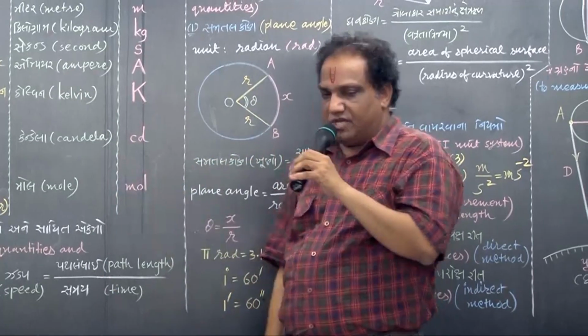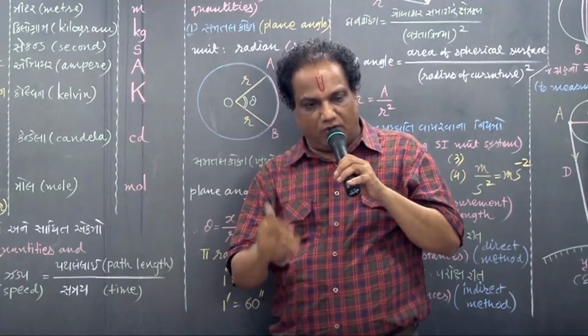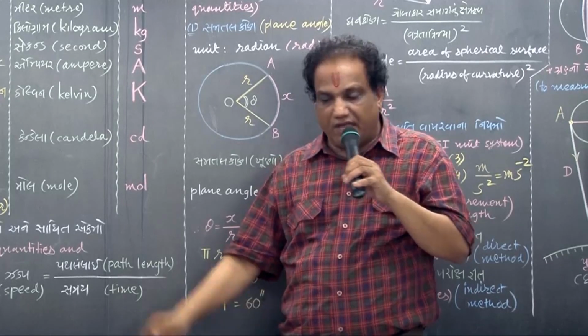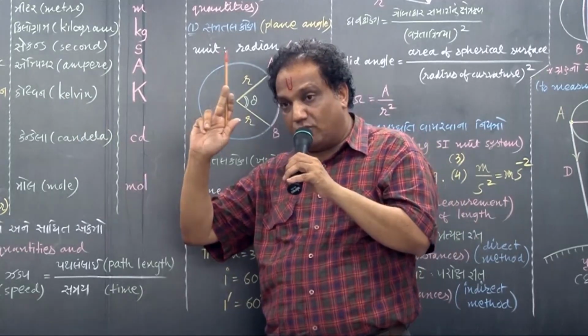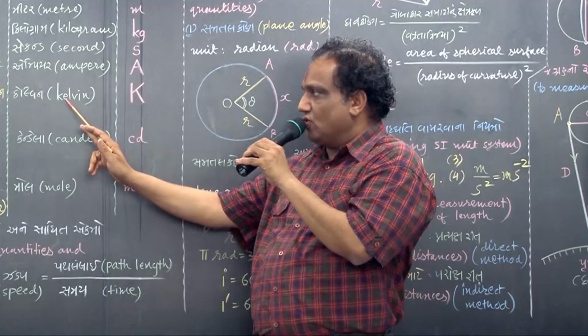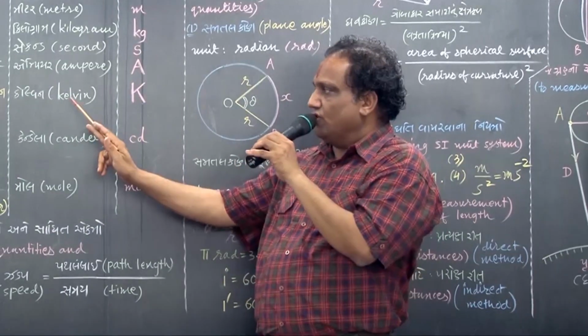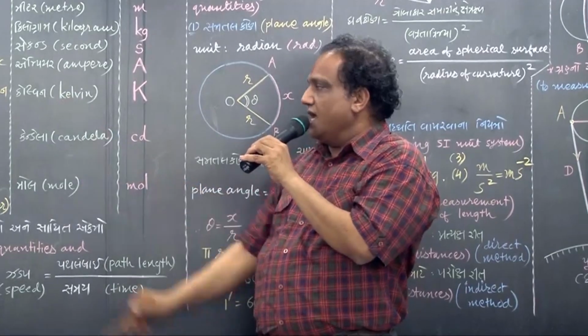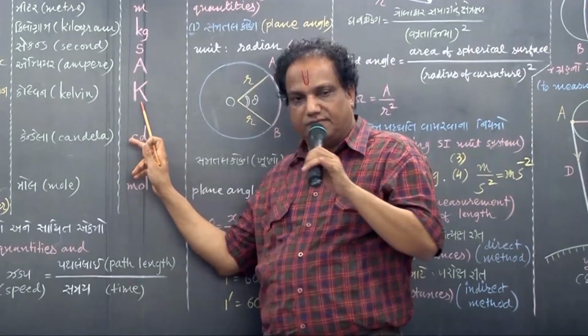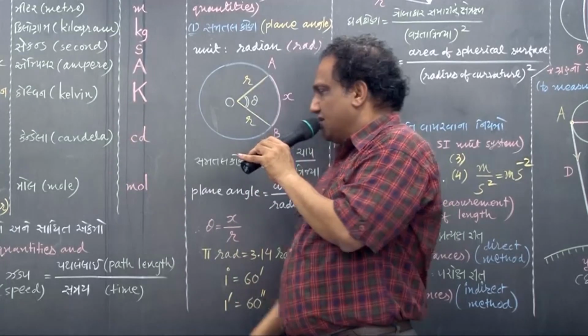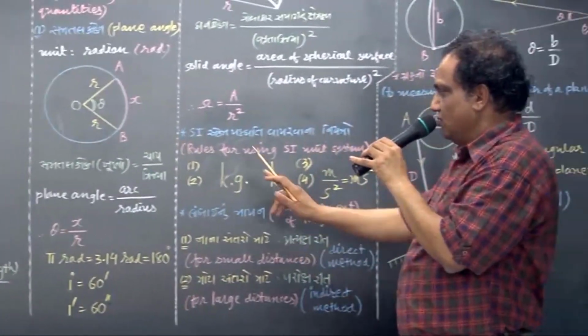Symbol is capital A. What is the unit of thermodynamic temperature? Kelvin. Lord Kelvin also happened to be scientist. Correct? Then here we should not write capital K. We are referring right now as a unit. So we should write small k. And symbol is capital K. Simple. These are the 5 rules you must follow while using SI.